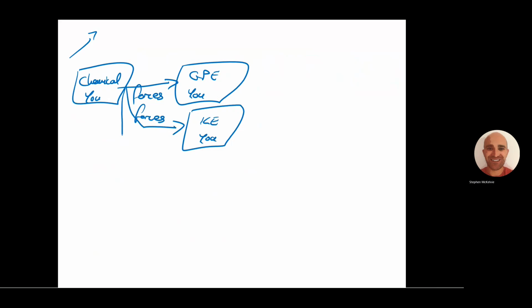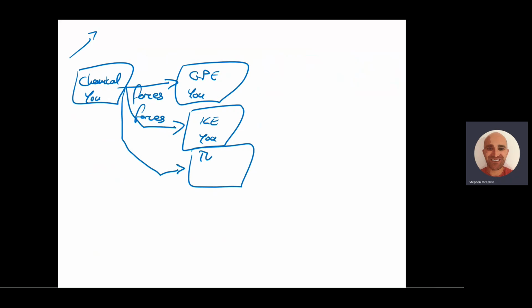And also a little bit of heat because you're going to get warmer, aren't you? The more you move around, the warmer you get. So the chemical energy in your legs is going to be transferred into a thermal store in you, and you're going to increase your temperature.